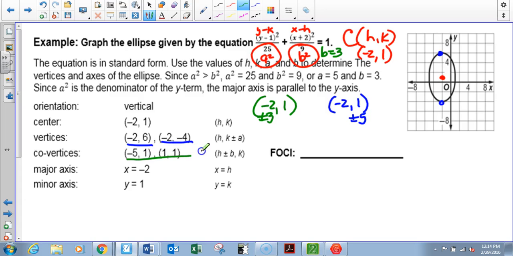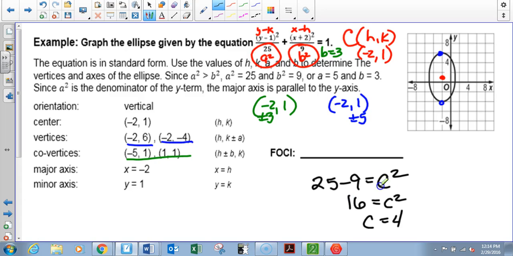Everybody okay? All right, where are the foci at? How do we find the foci? A squared minus b squared. What's 25 minus 9? 16. So c is plus or minus 4, or a distance of 4 in either direction. On which one, though? The x or the y? Y. Yes, it's on the major axis. So it's -2 plus or minus 4, 1. Again, I'm adding that onto the center.